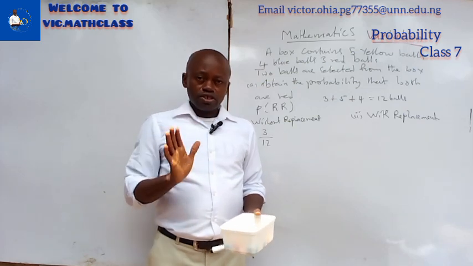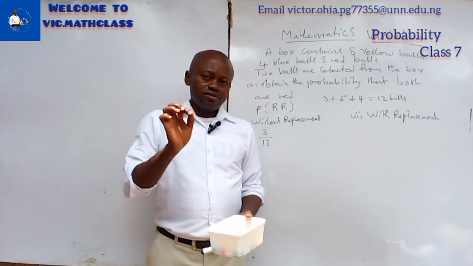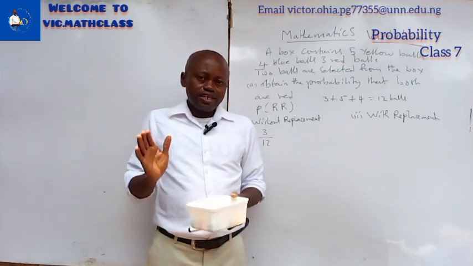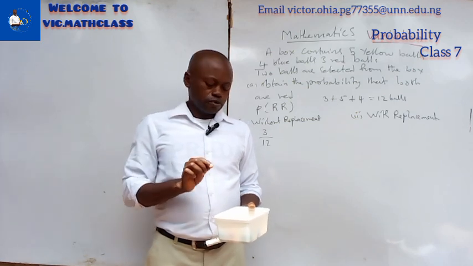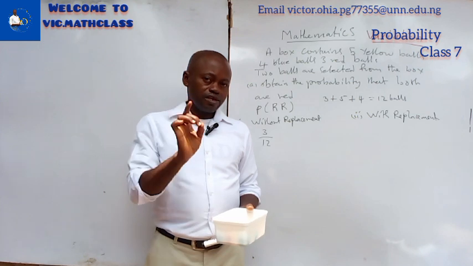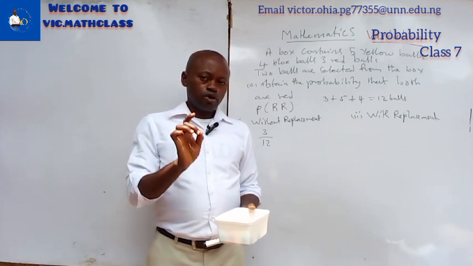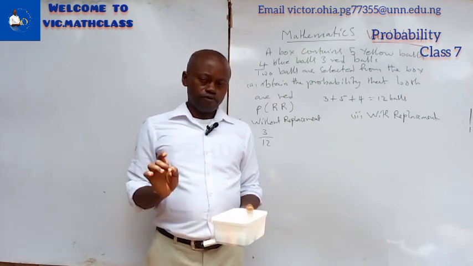But that is not what I'm discussing now. What I'm discussing now is demonstrating with replacement and without replacement so that you can understand the difference between the two. So in the case of selection without replacement, I have taken one ball and the probability that the ball is red is 3 over 12.